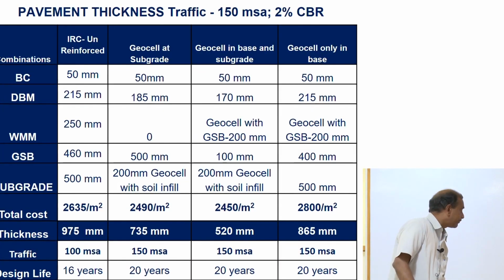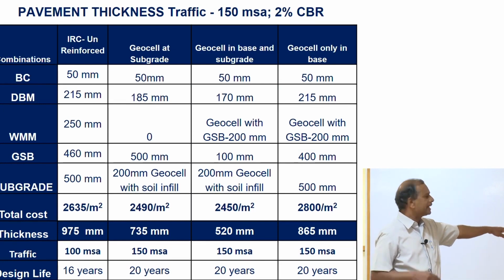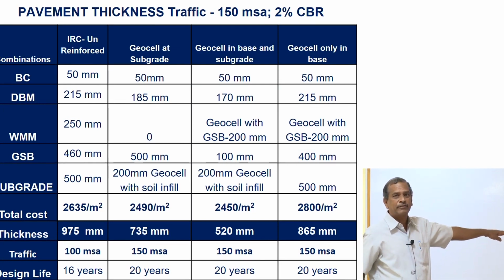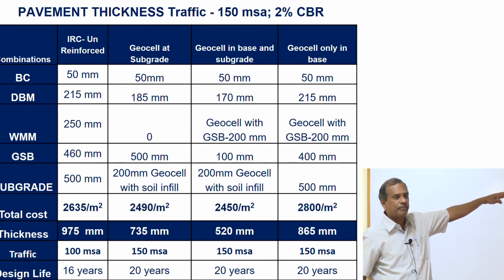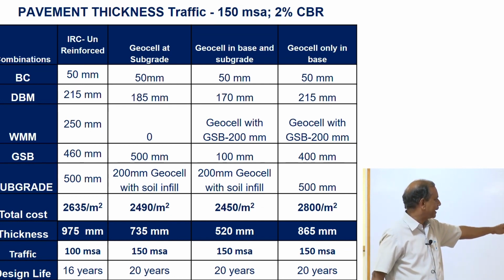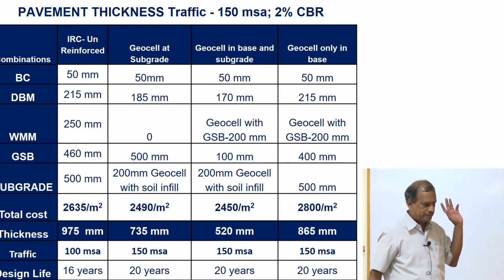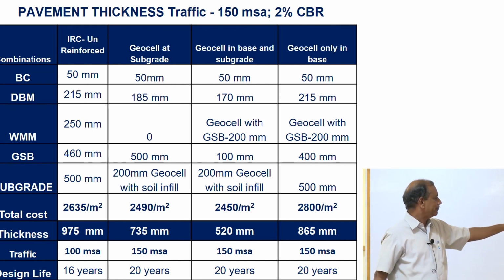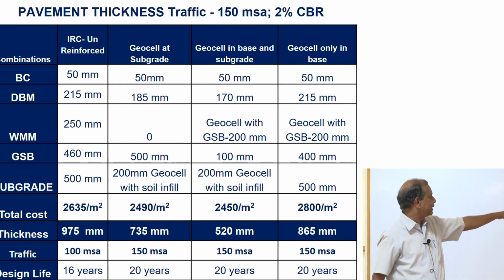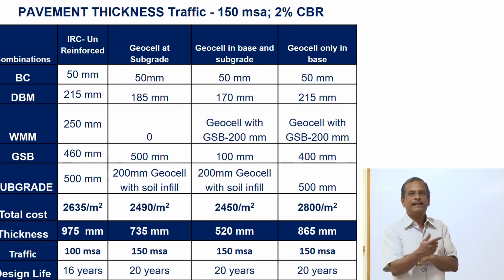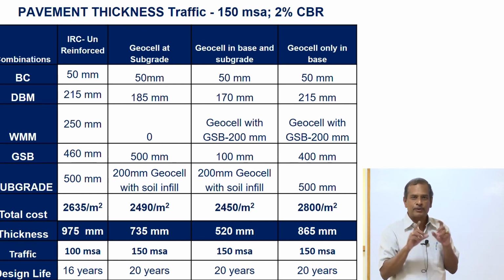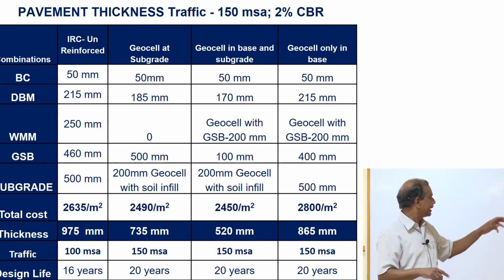The use of geocell is that, for example, if I require about 975 millimeter thickness of a pavement for a load, which has got a strength of 2% CBR, I can bring down the thickness from 975 to 520 millimeter by introducing geocells both at the base course as well as subgrade soil. So you have to now decide and recommend where this can be utilized, what will be the reduction in the thickness of the pavement layers, what is the cost.